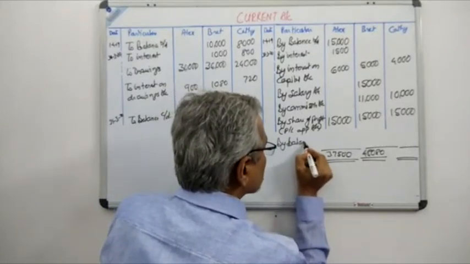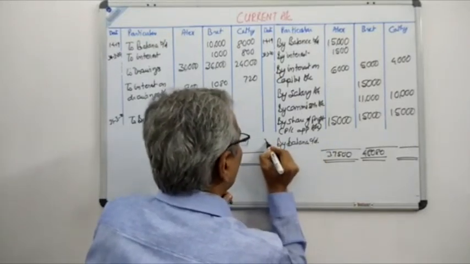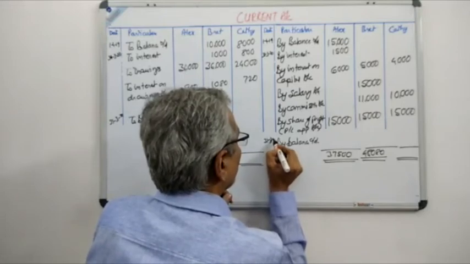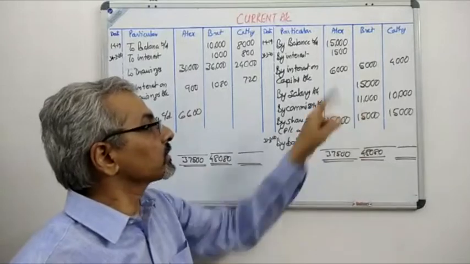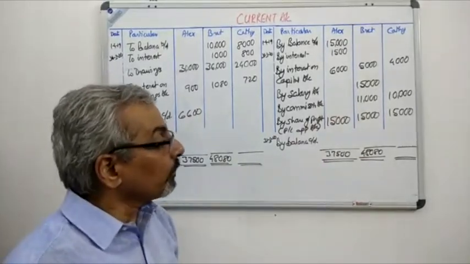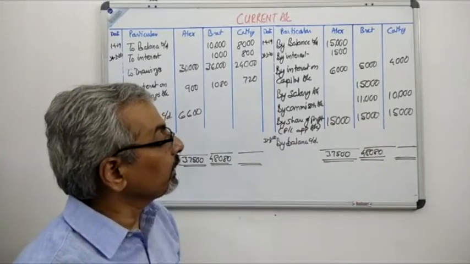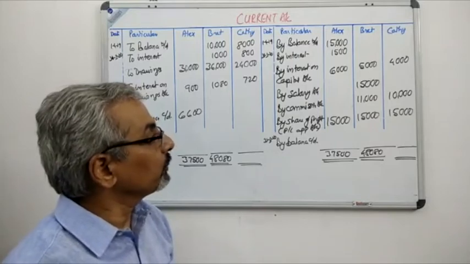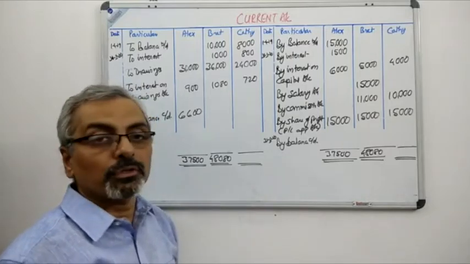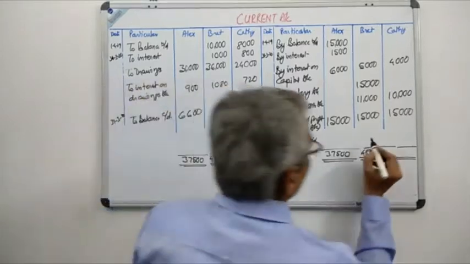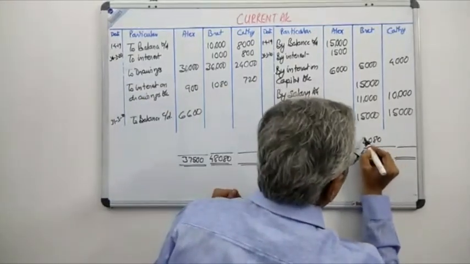By balance carried down, the date is 31st March 2020, and you can see over here 48,080 minus 30,000 gives us how much? 18,080. 18,080 minus 11,000 gives us 7,080. 7,080 minus 5,000 gives us 2,080 exactly. So this is 2,080 over here.